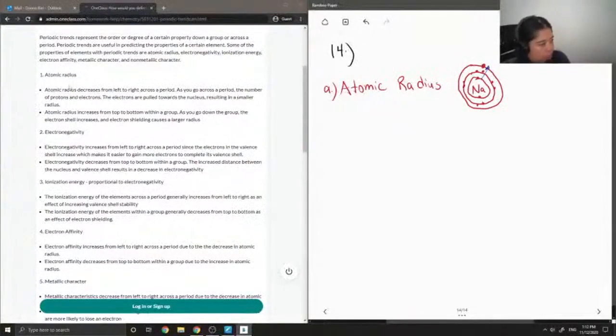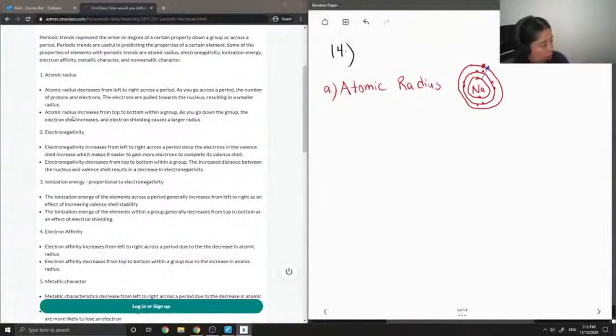So our junior tutor says atomic radius decreases from left to right across a period. As you go across the period, the number of protons and electrons increase, I'm assuming. The electrons are pulled towards the nucleus, resulting in a smaller radius. So since the nucleus is positively charged, it attracts more of the electrons, so you get a smaller radius.